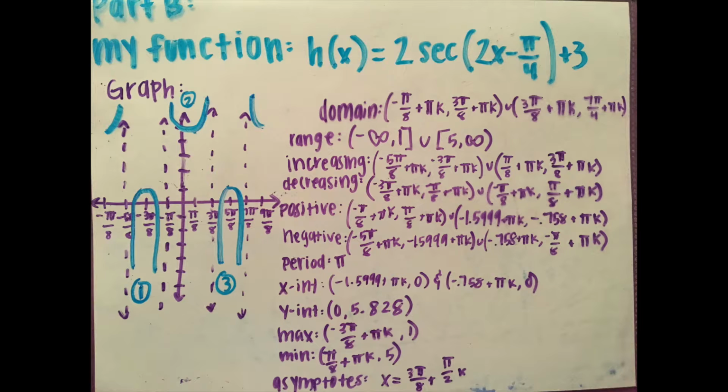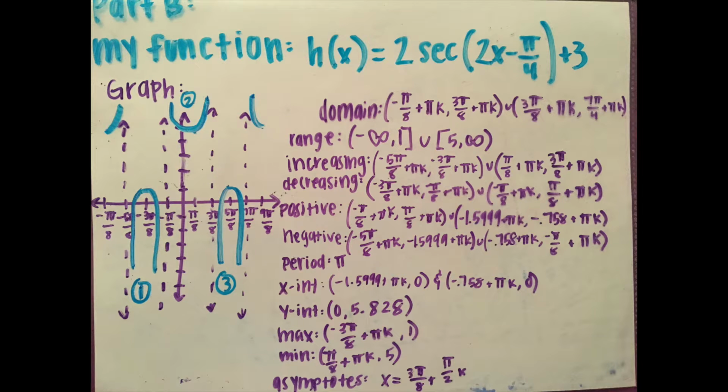The reason I'm adding pi k to all the values is because the domain repeats itself every period, and the period of this function is pi. So by adding pi to every asymptote, it accounts for every possible branch of the graph. This addition will be present in multiple pieces.